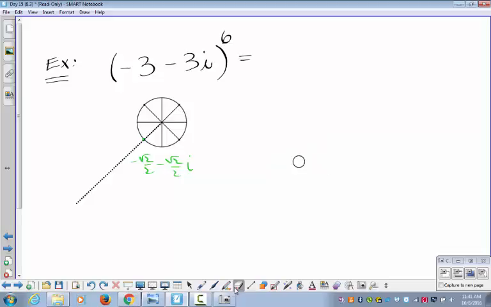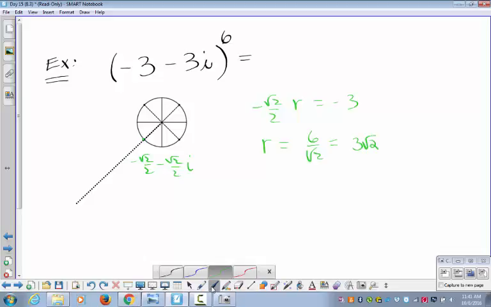Let me just rewrite it. So I should have it as minus root 2 over 2 times some number is going to equal the negative 3. Yeah, that's the right direction. So the minuses cancel, and we end up with 6 divided by root 2. And if we rationalize that, we'll get 3 root 2. That's better. Okay, so there's the r value.